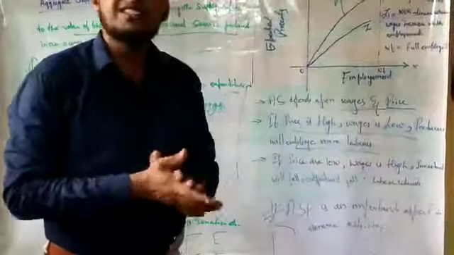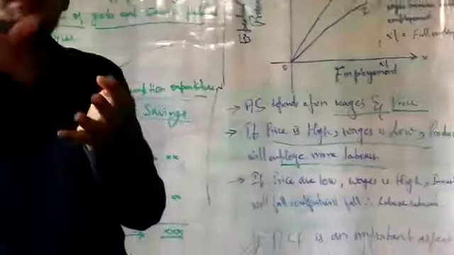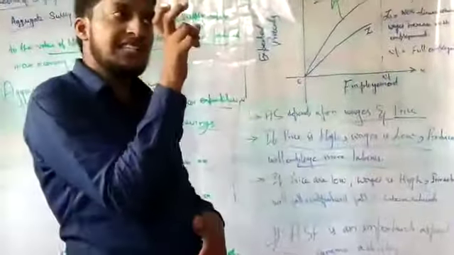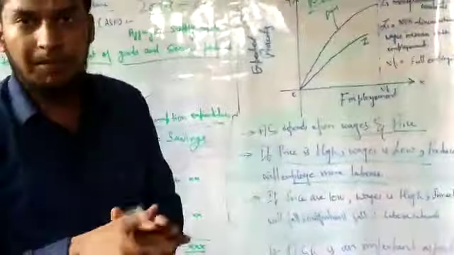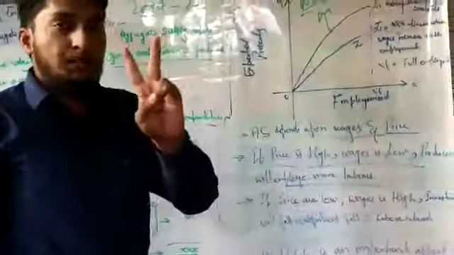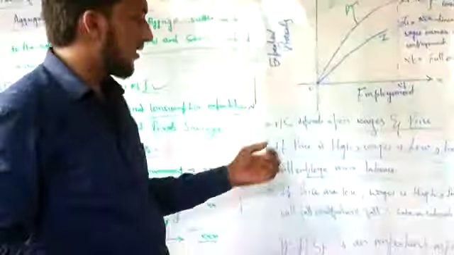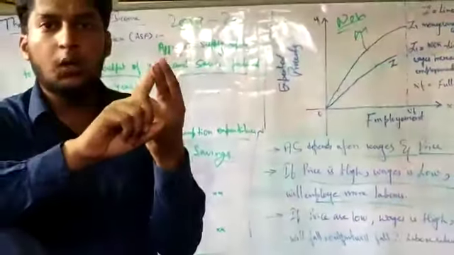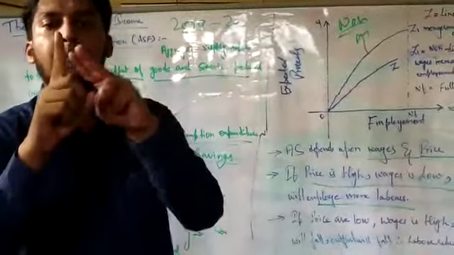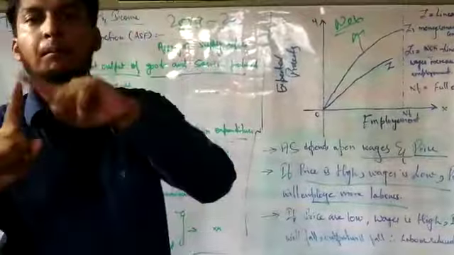AS, aggregate supply, depends wholly upon the price and wages. If in a company you have a price system and a wages system, you can identify the aggregate supply. With these two aspects, you can understand the entire aggregate supply function. What are they? First, if price is high and wages is low, what happens? The effect will be that employment increases. Price is high, wages is low, employment increases.